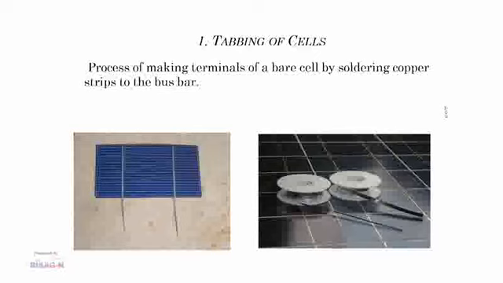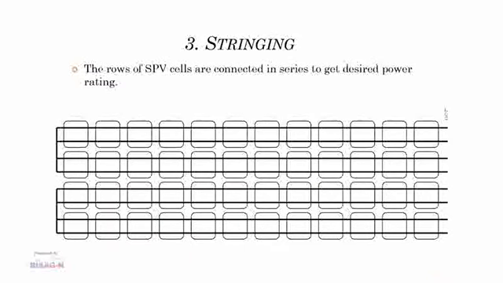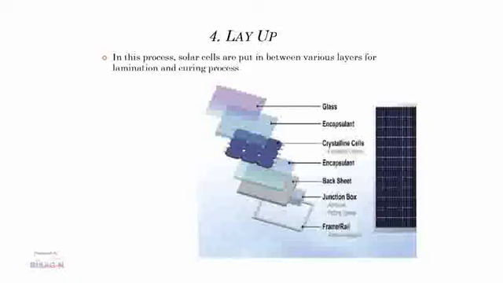Now first, tabbing of cells. Process of making terminals of a solar cell by soldering copper strips to the bus bar. Second, row making. A row of the cell is made by connecting the positive surface of one cell to the negative surface of another cell. Third, stringing. The rows of the SPV cell are connected in series to get the desired power rating. Fourth, lay up. In this process, solar cells are put in between various layers for lamination and curing process.